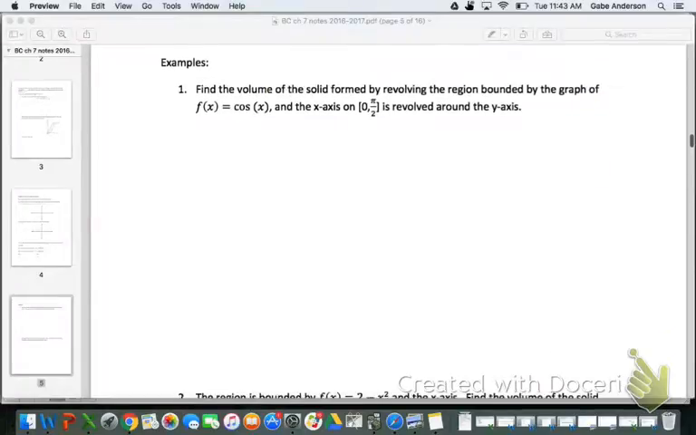So let's take a look at this one. We're going to do two examples with the disk method. Here is the first one right here. It says, find the volume of the solid formed by revolving the region bounded by the graph of y equals cosine x and the x-axis on the interval 0 to pi over 2 when that region is revolved around the y-axis. Let's draw a picture first and then use the Play-Doh to make this.